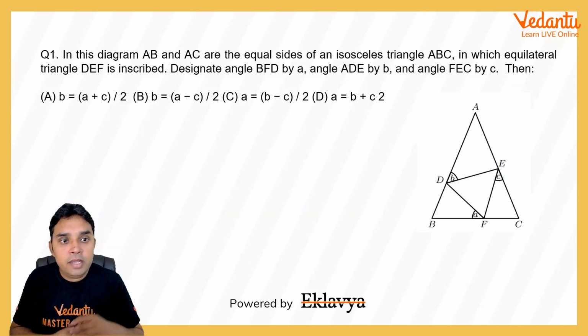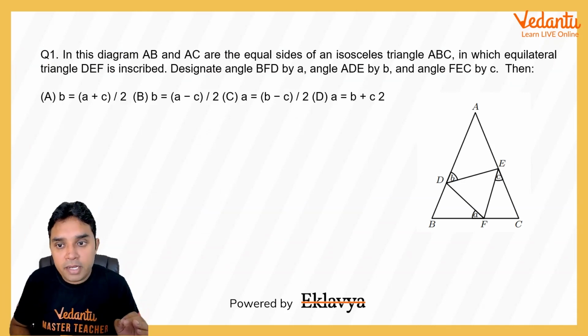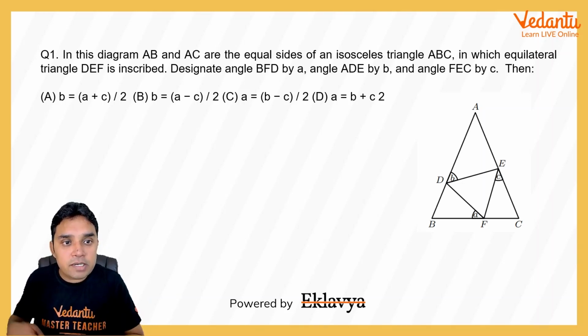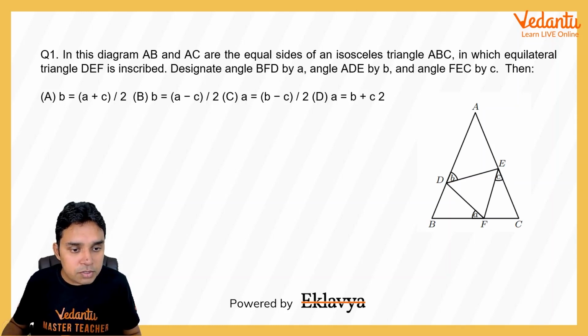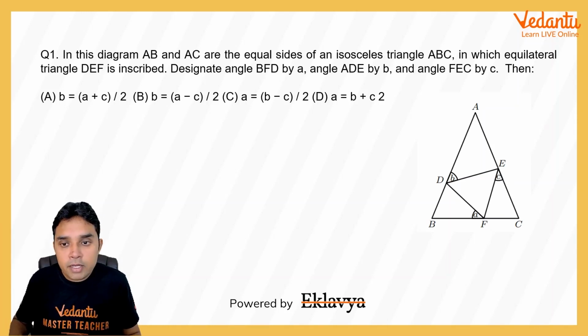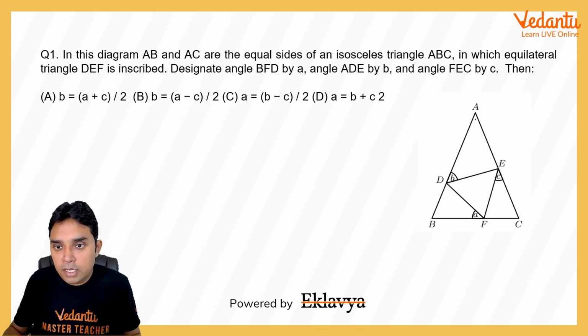Here we are given in this diagram, AB and AC are equal sides of an isosceles triangle ABC, in which equilateral triangle DEF is inscribed. Designate angle BFD by A, angle ADE by B, and angle FEC by C. Then we have to find which of the following options are correct. Now to do this question, let us assume that this angle is X.